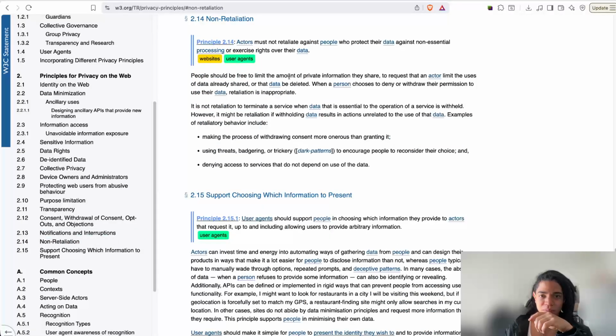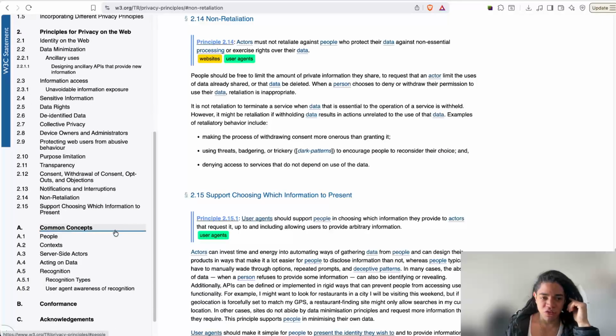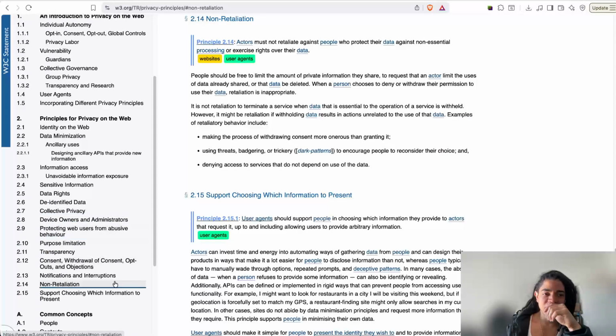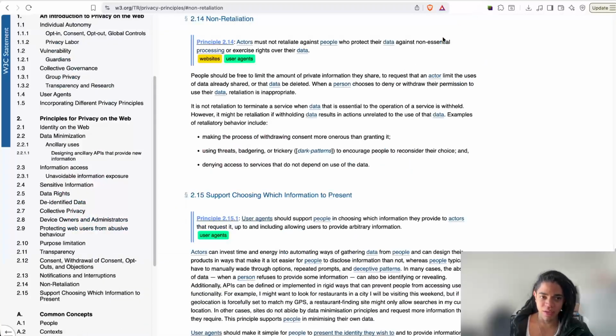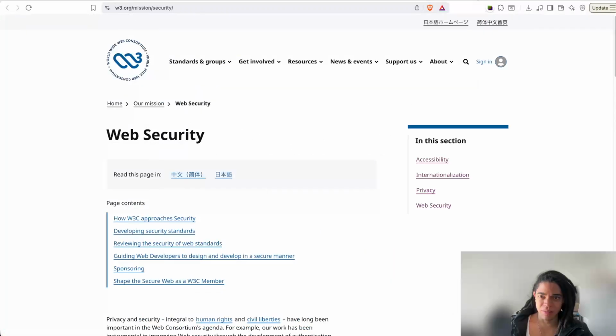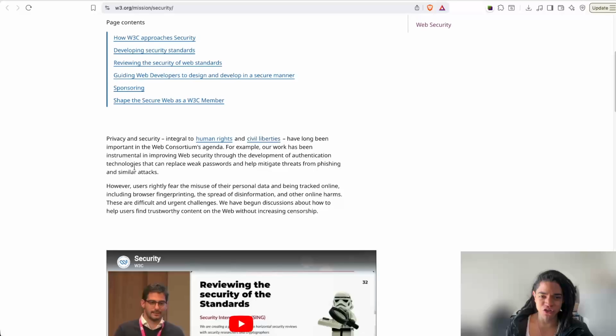People should be free to limit the amount of private information they share, to request that an actor limit the use of data already shared, and to choose which information to present. So this is part of the principles of privacy, and the other is on security. I know that this might be quite fuzzy at the beginning, but what I'm doing here is just reading about that.